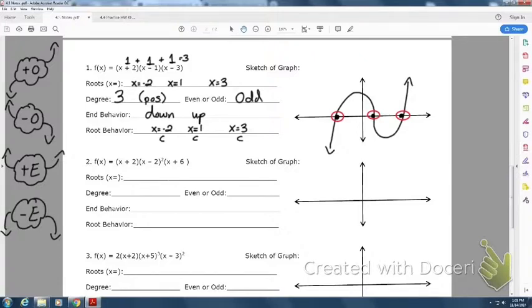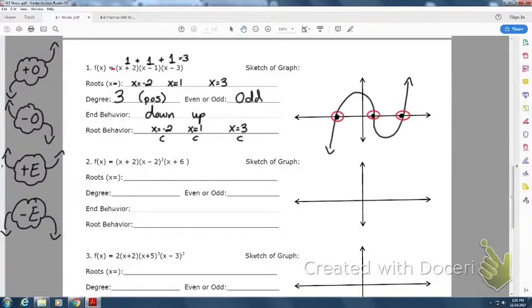Questions on that first problem? How do you know it was positive? There was no negative at the beginning. There'll be a negative at the very beginning of the equation. So if you look at, I think, the last two, those both have negatives at the very beginning. So that tells you it's negative. So let's look at number 2.